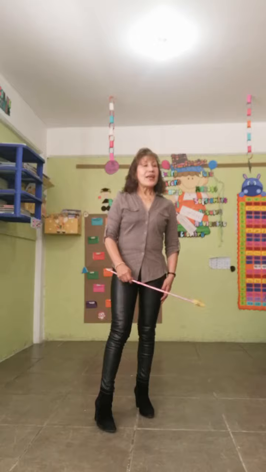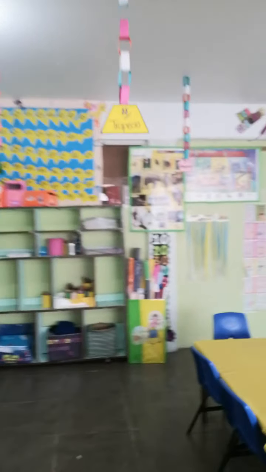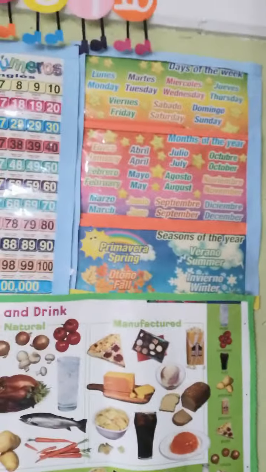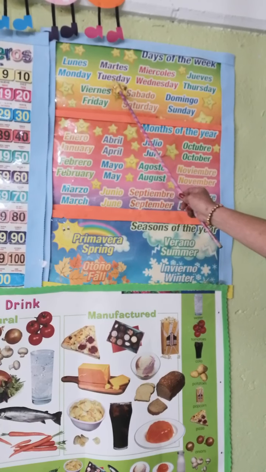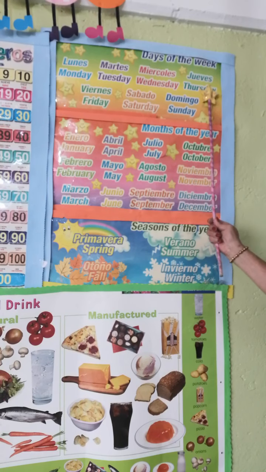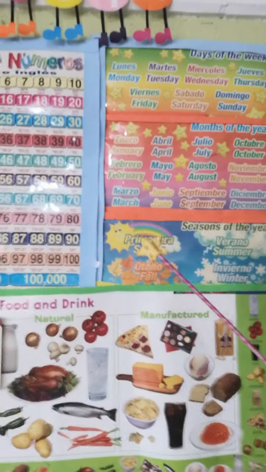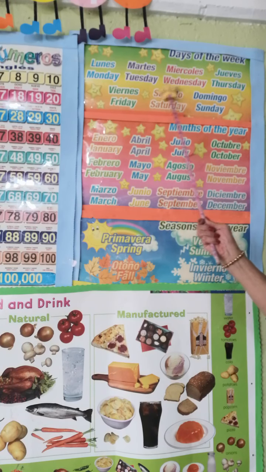Can you tell me, please, the days of the week? We are going to do the review of the date. We are going to put here the camera. So you are going to tell me, please, what day is today. Can you tell me, please? Monday, Tuesday, Wednesday, Thursday, Friday, Saturday, and Sunday. What day is today, kids? Okay, today is Wednesday. Perfect.